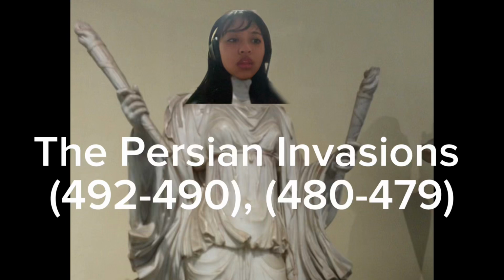The Persian Invasions. The first Persian invasion, 492 to 490, was caused by the Ionian Revolt in 499 to 494, as both Athens and Eretria decided to ally with Ionia in revolting against the Persian Empire. King Darius II wanted to punish Athens and Eretria, and also wanted to spread his empire in Greece.